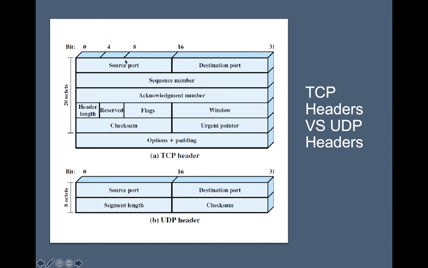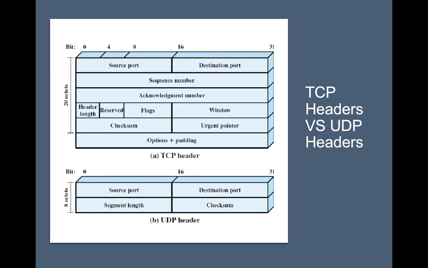If we look at the TCP header, the first thing is the source port, and the next one is the destination port. If you see these columns, they range from 0 to 16 and 16 to 31, which means this is 2 bytes here and 2 bytes here. So the source port is 2 bytes or 16 bits, and the destination port is also 2 bytes or 16 bits. So 16 bits means it can address ports up to 2 to the power of 16.